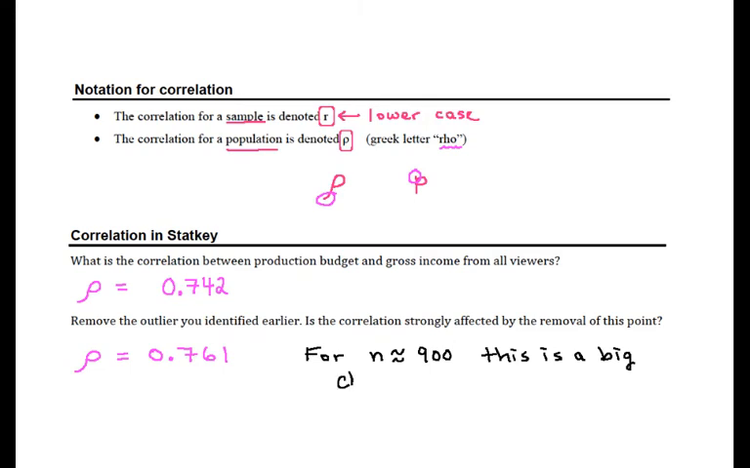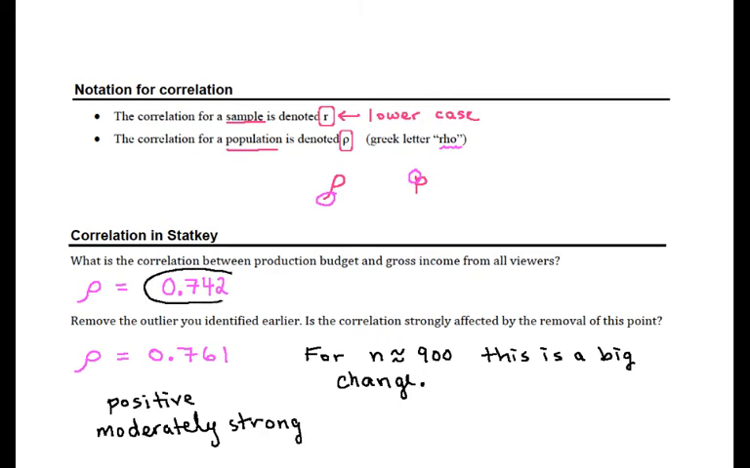But it's not really a big change if we're thinking about the context of would we describe that association any differently, right? For something in the 0.7s, we would still pretty much describe that as a positive association. And that's maybe, let's say, moderately strong. That description would not change based on which of these two numbers I was looking at. So in that sense, it's not a huge change, right?